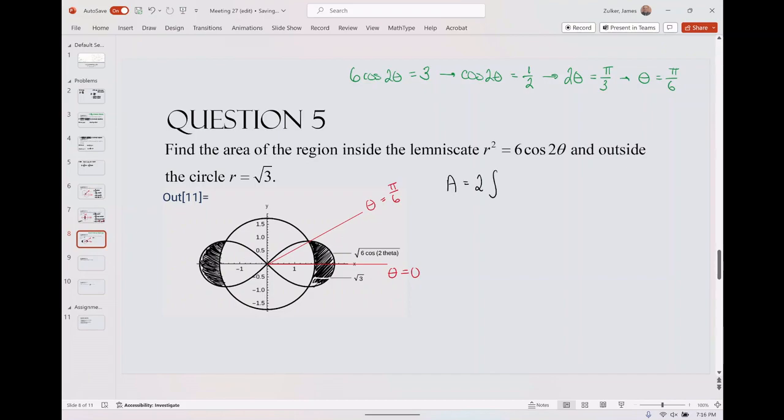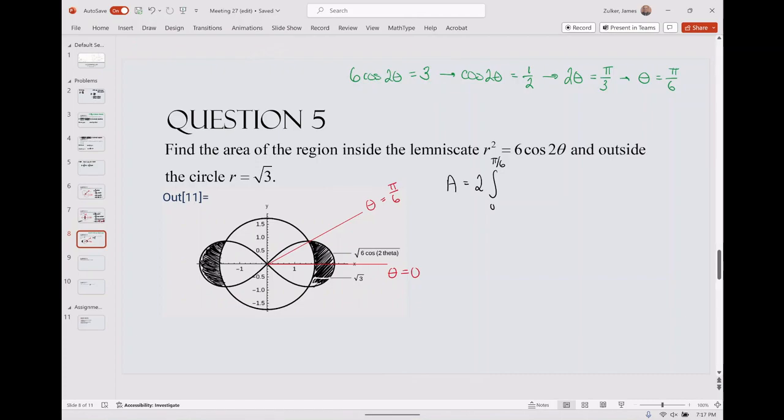Four times a half, integral from 0 to pi over 6. But now we're looking at a region that's bounded by two polar curves, right? Zero to pi over 6. Which curve is larger? The circle or the lemniscate? Which has a larger radius? The lemniscate. Right? So you have to be careful here.